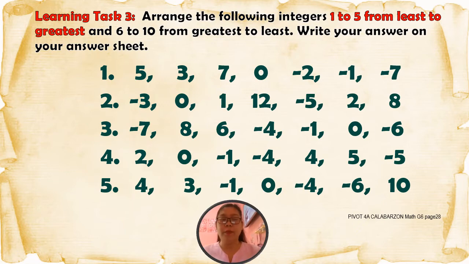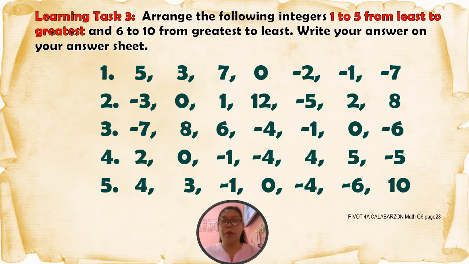Number 1: 5, 3, 7, 0, negative 2, negative 1, negative 7. Item number 2: negative 3, 0, 1, 12, negative 5, 2, 8. Number 3: negative 7, 8, 6, negative 4, negative 1, 0, negative 6.